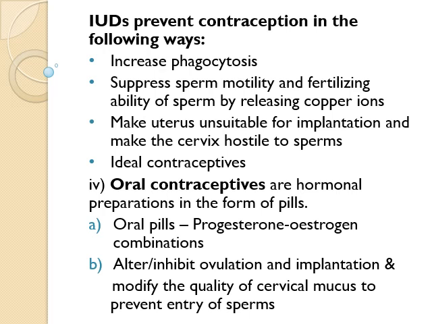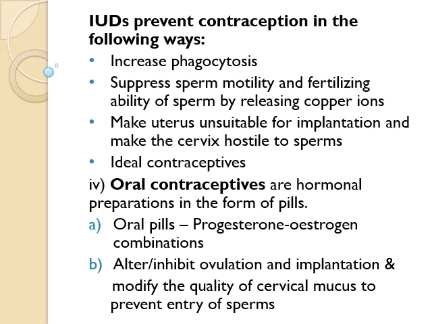Let's see how IUDs prevent conception. IUDs increase the phagocytosis of sperm in the uterus and copper ions reduce the motility and fertilizing capacity of sperms. The hormone releasing IUDs make the uterus unsuitable for implantation and the cervix hostile to the sperms. It is ideal for females who want to delay pregnancy and for spacing between two children.